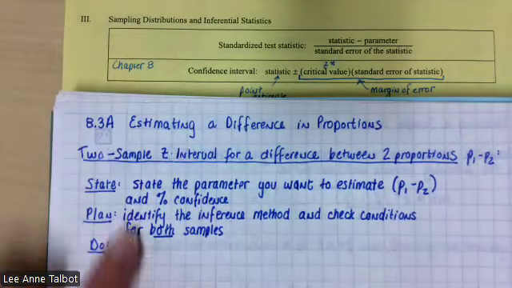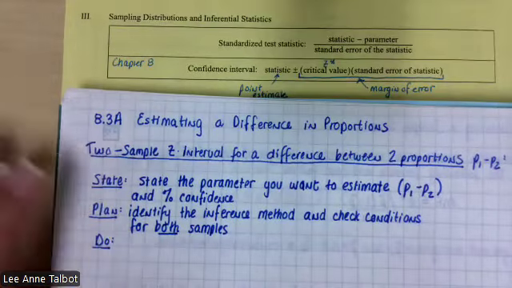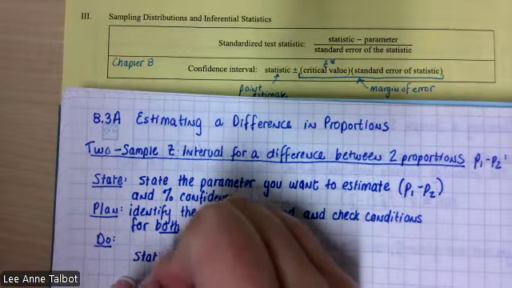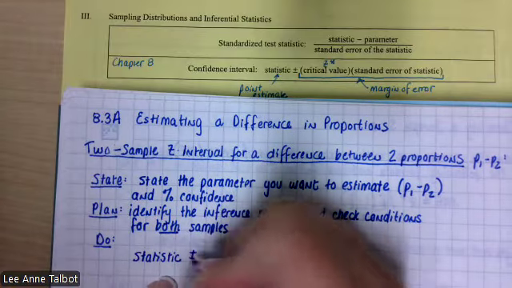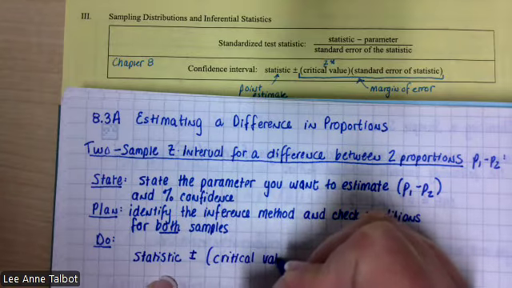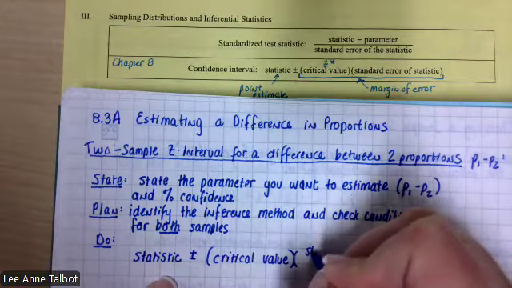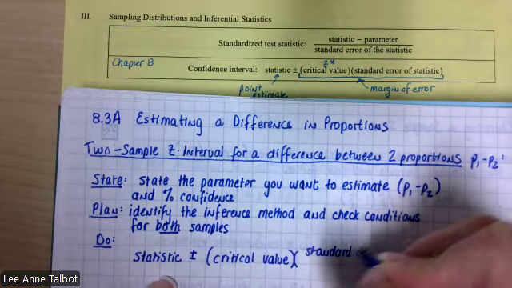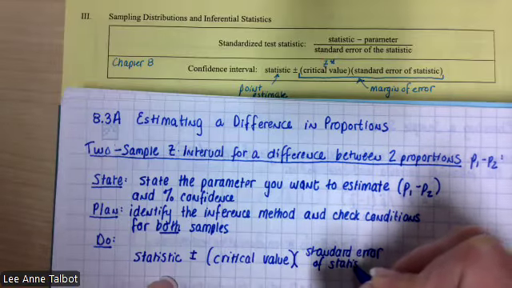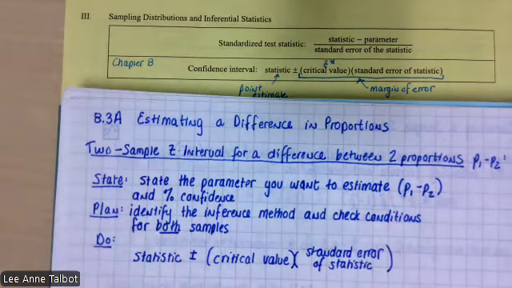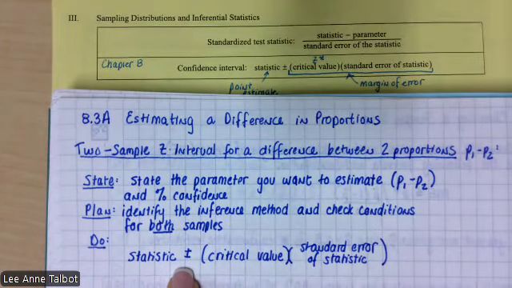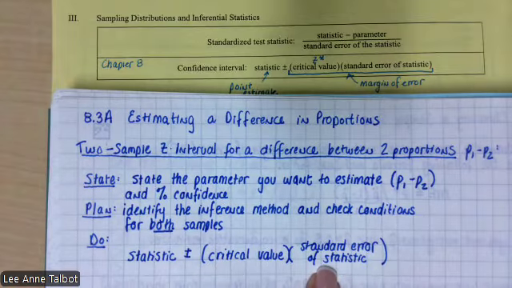So I'm going to bring up the bit on the yellow sheet about confidence intervals. Statistic plus or minus critical value times standard error of statistic. So the middle, plus or minus how many standard deviations on either side.